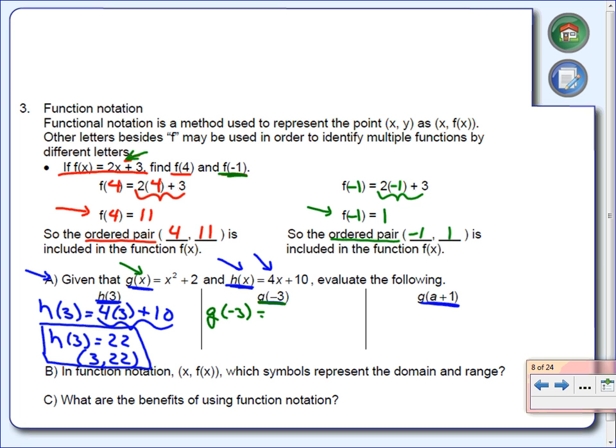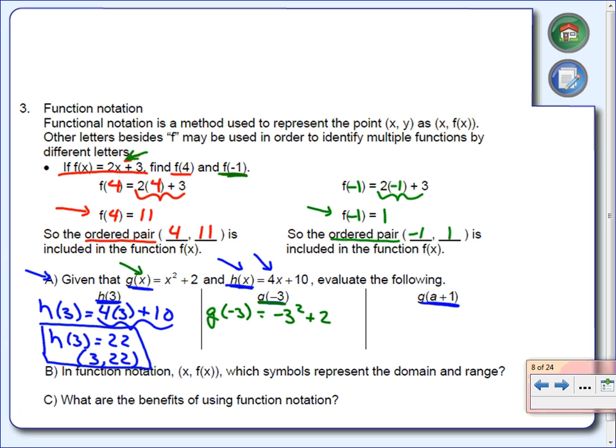The way we're going to find g of negative 3 is by replacing x with a negative 3. All right, so we need to figure out what is negative 3 squared plus 2. If you're not comfortable doing that in your head, put it in your calculator, see what you get. What is negative 3 squared plus 2?